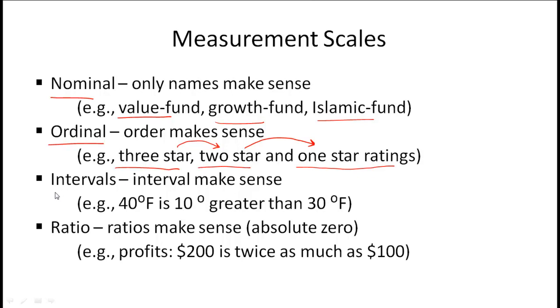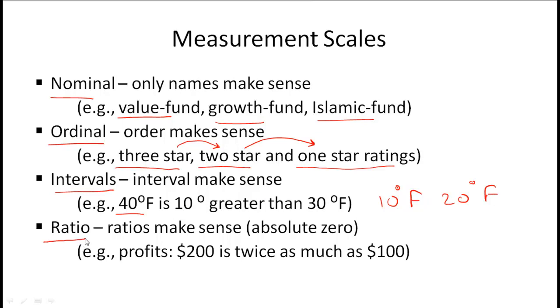With interval scales, the interval does make sense. So a classic example of an interval scale is temperature. So 40 degrees Fahrenheit is 10 degrees greater than 30, and 30 would be 10 degrees Fahrenheit greater than 20. So here the interval makes sense.